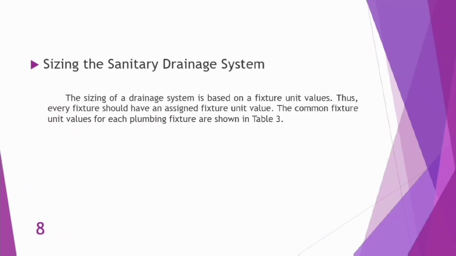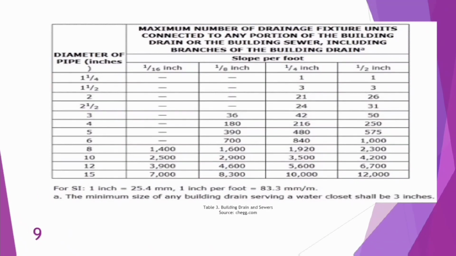And then, the last concept is the sizing the sanitary drainage system. The sizing of a drainage system is based on a fixture unit values. Thus, every fixture should have an assigned fixture unit value. A fixture unit should be considered a probability factor since there is no direct correlation to the discharge flow rate from a given fixture. The common fixture units for each plumbing fixture are shown in the table 3.